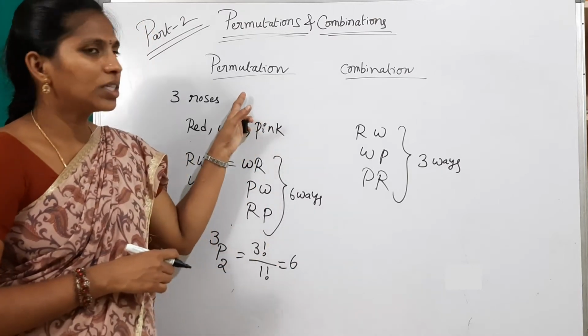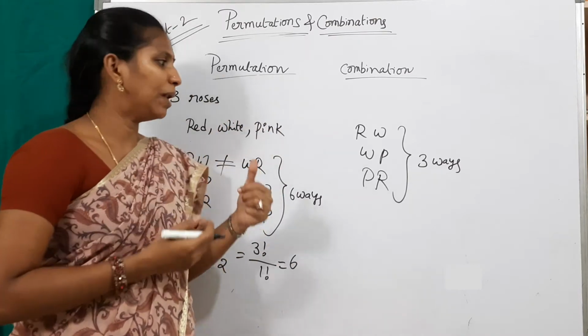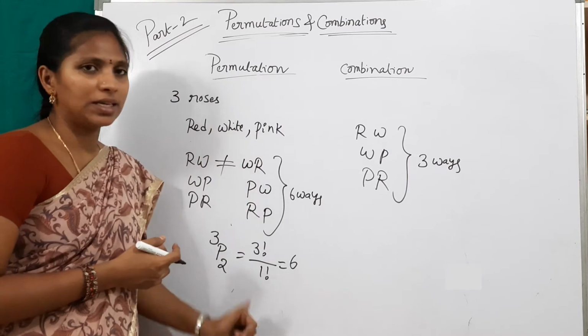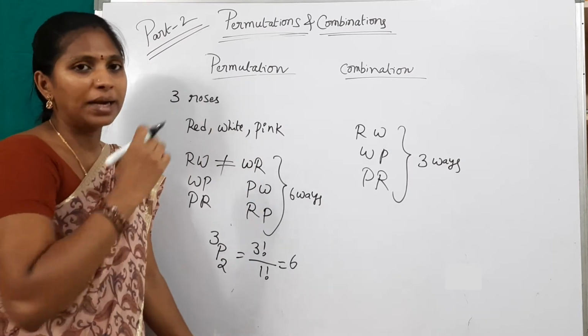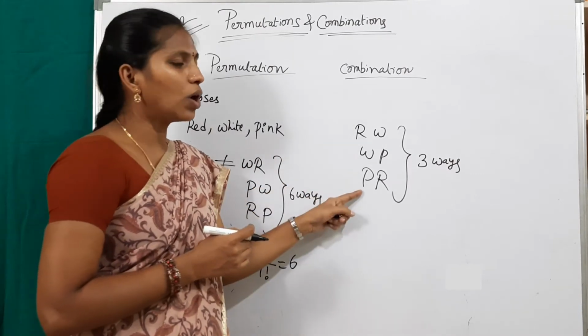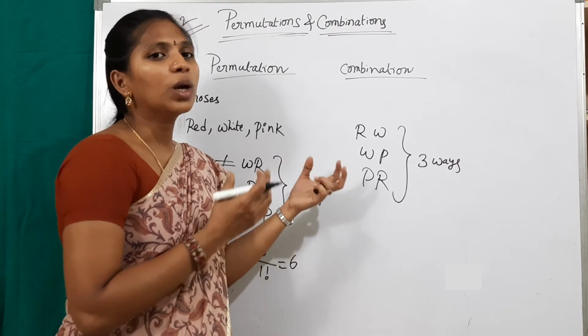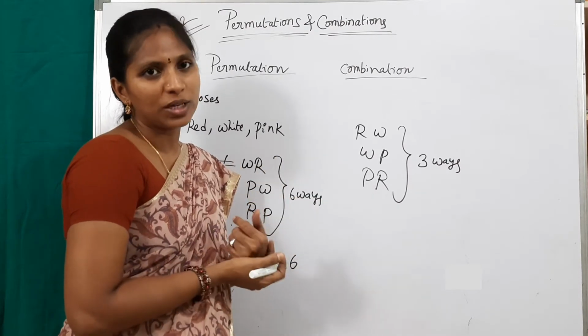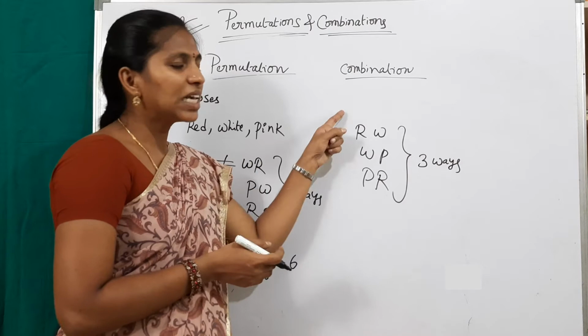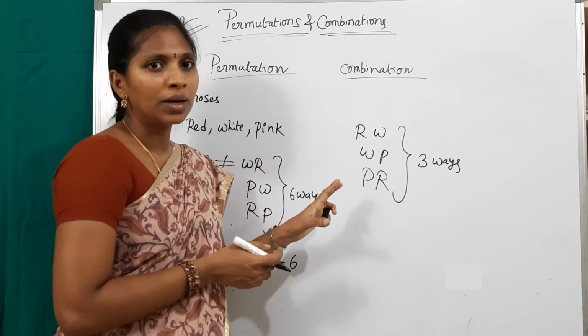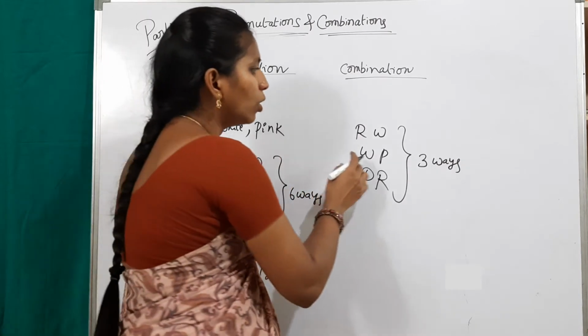In permutations concept you should take all possible ways, because order matters. In combinations concept take the required possibilities, not all, because here order does not matter. So three ways.